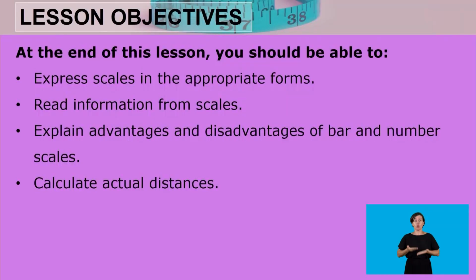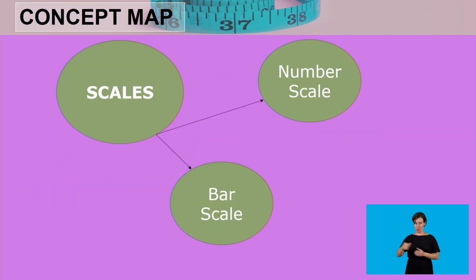At the end of this lesson, you should be able to express scales in appropriate forms, read information from scales, explain advantages and disadvantages of a bar and a number scale, and calculate actual distances. The conceptual mind map that we're going to be using in this particular lesson will be based on scales, number scale, as well as bar scale.